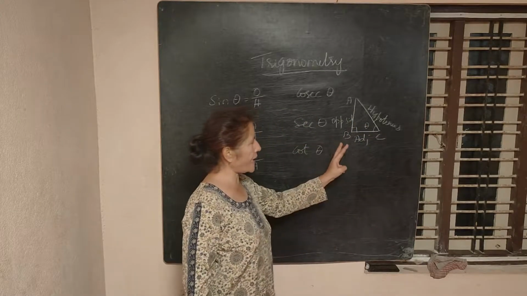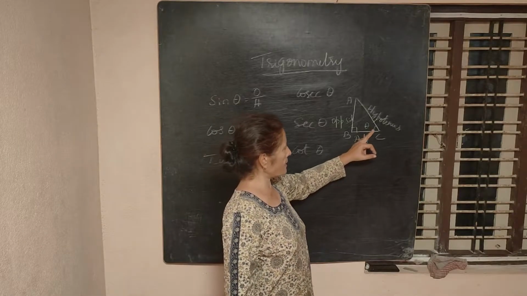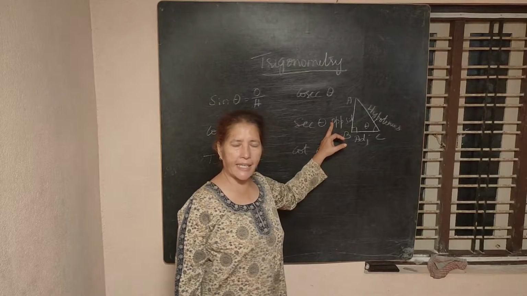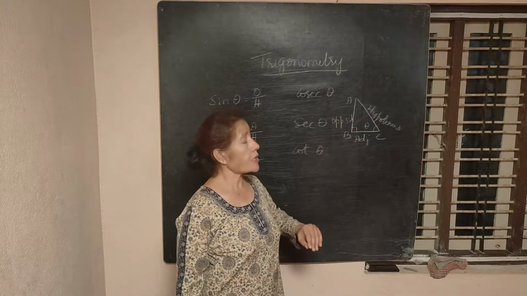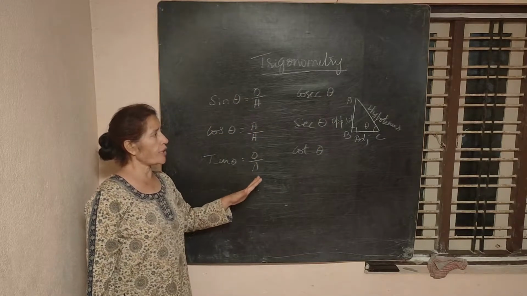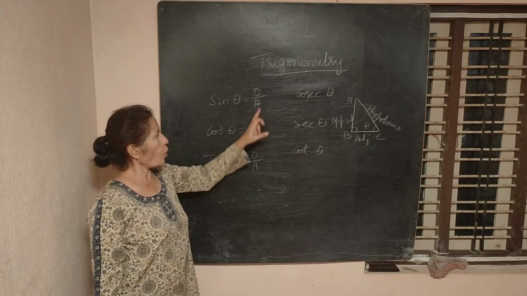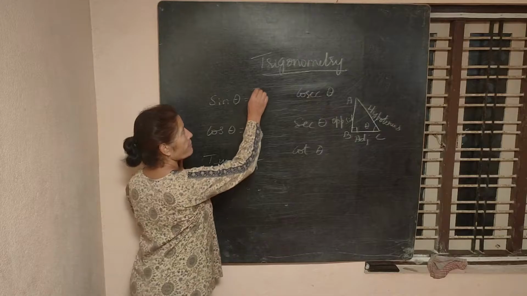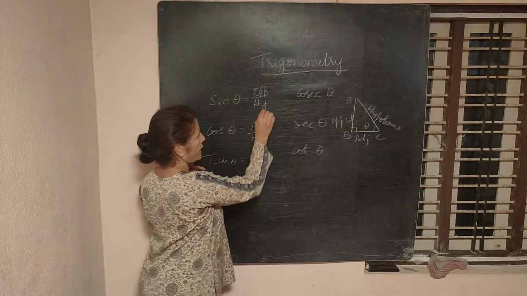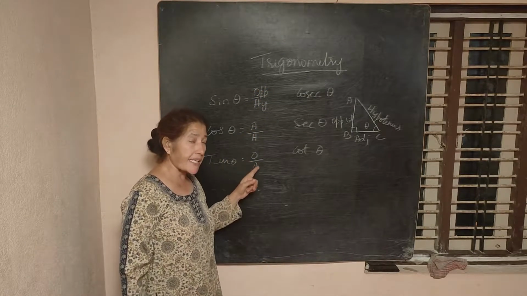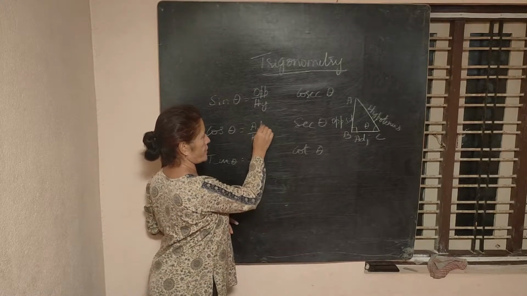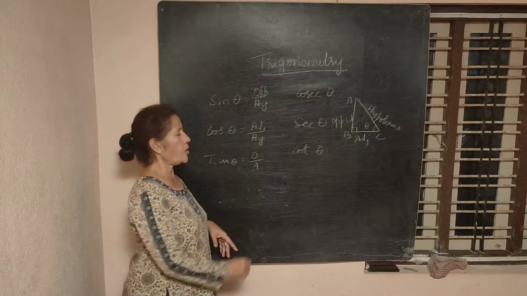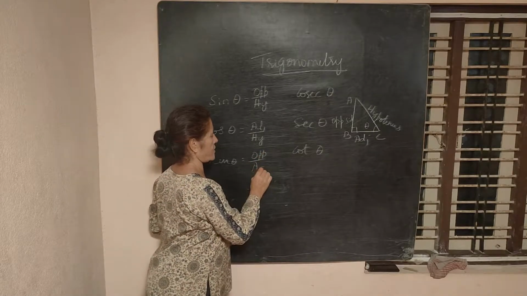So there are 3 sides: hypotenuse, opposite side and adjacent side. My slogan depends on these 3 sides. OH. What is the meaning of OH? Opposite by hypotenuse. What is AH? Adjacent by hypotenuse. And what is tan theta? OA. What is OA? Opposite by adjacent.